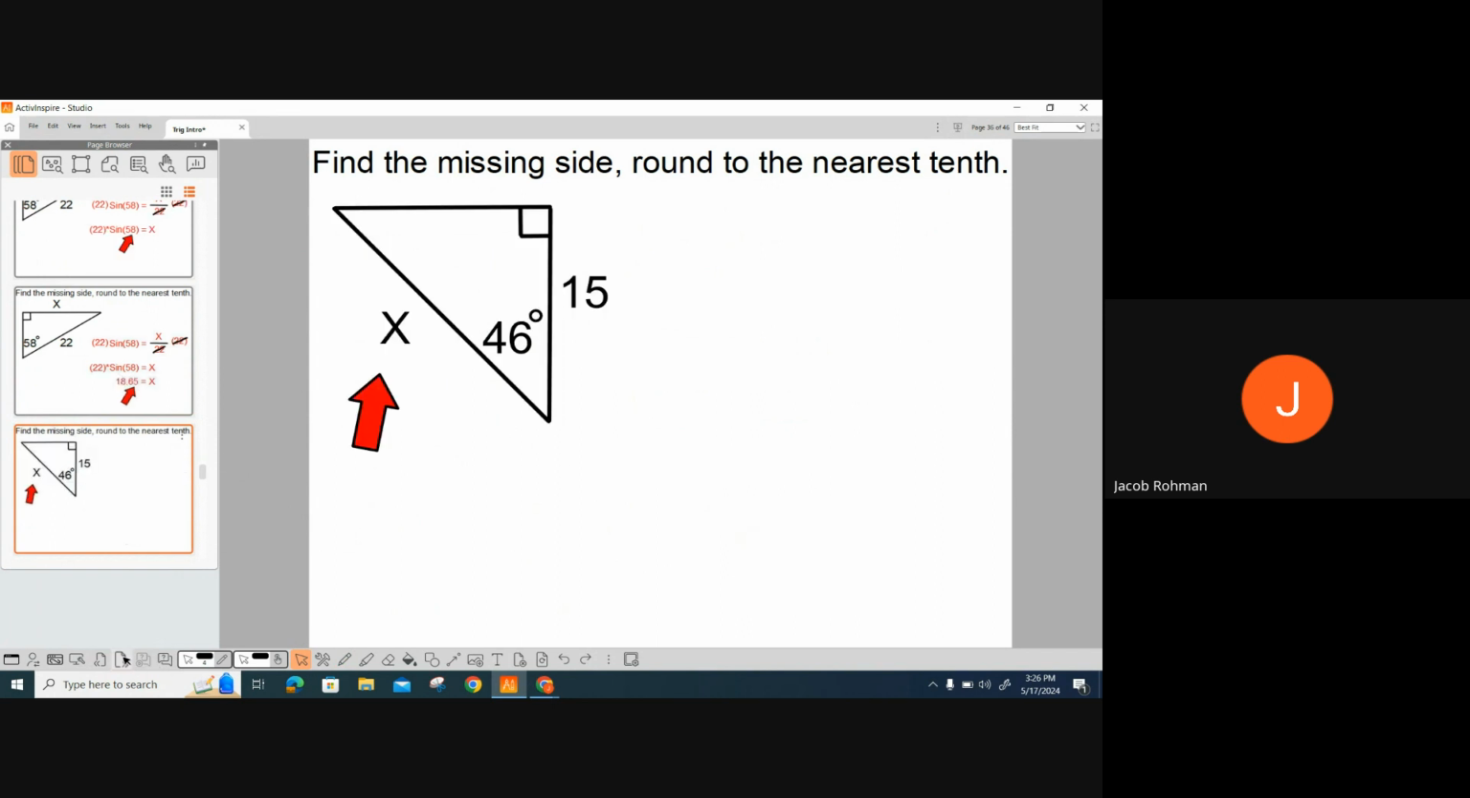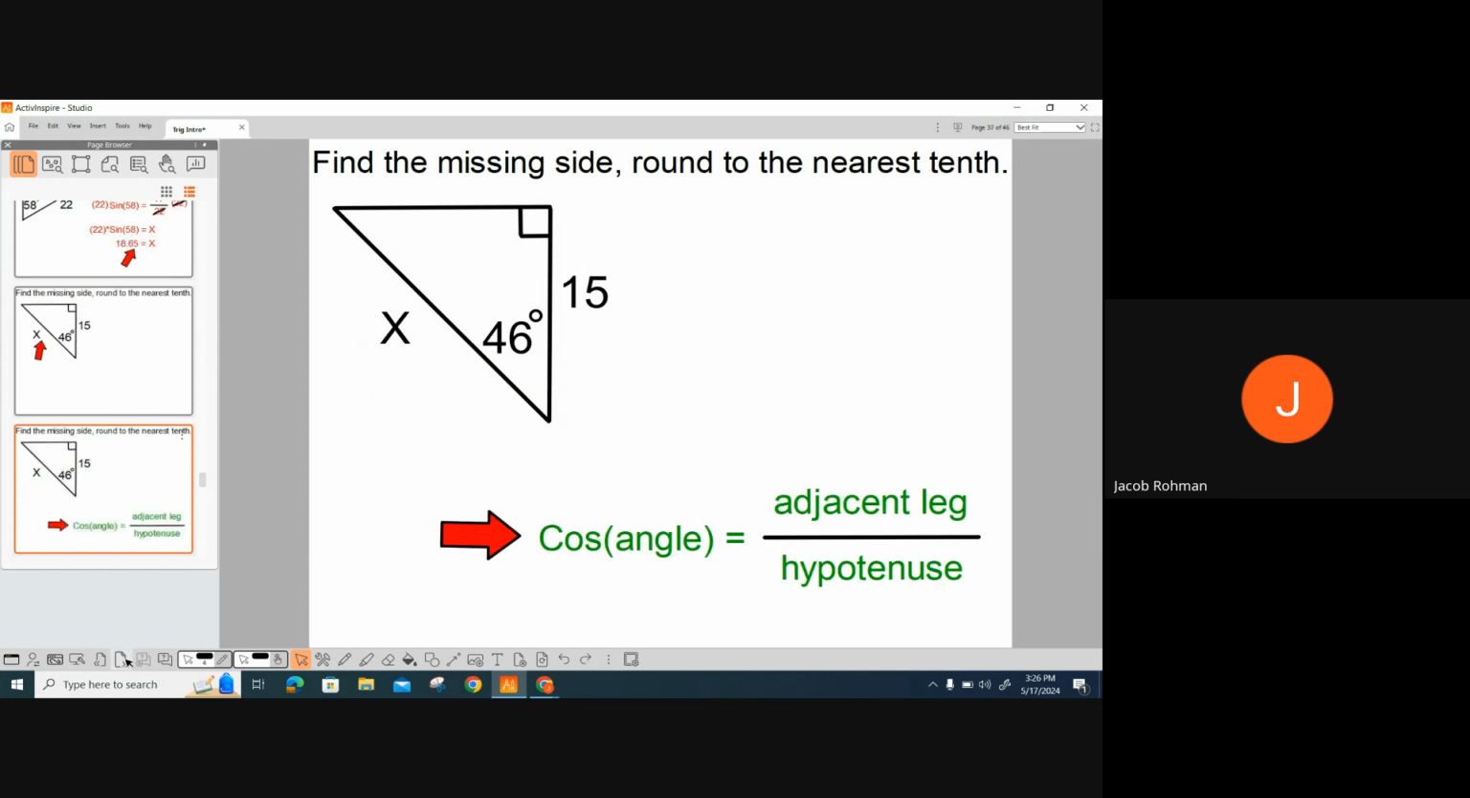And let's look at a second example. Here we have 46 degrees as our reference angle. And we're given the adjacent leg of the triangle as 15. We don't know what the hypotenuse is, but it's labeled as x. So x is the hypotenuse. We need a relationship that's going to involve the adjacent leg and the hypotenuse. Well, that relationship is going to be cosine. So we're going to say cosine of the reference angle is equal to the adjacent leg divided by hypotenuse.